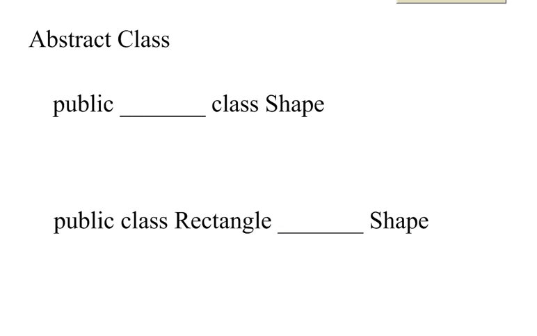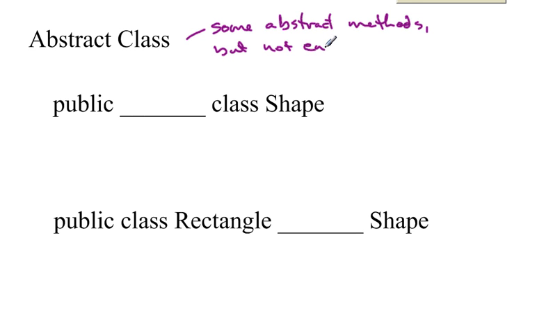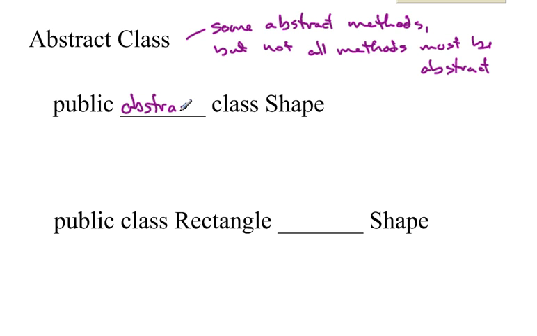All right, abstract class. An abstract class has some abstract methods, but not all. Not all methods must be abstract. So when we create an abstract class, because it is abstract, it's going to have the word abstract right here: public abstract class shape.